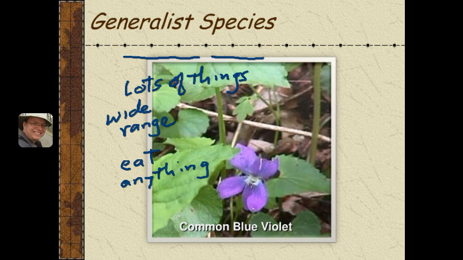This time of year in Tennessee, you see a lot of these little purple flowers in your yard and in the woods. These are common blue violets, and they live in a lot of places, and they can grow under a lot of conditions. They have a wide range of tolerance. They don't necessarily eat anything, but they can grow in lots of different places, and they're very, very common.